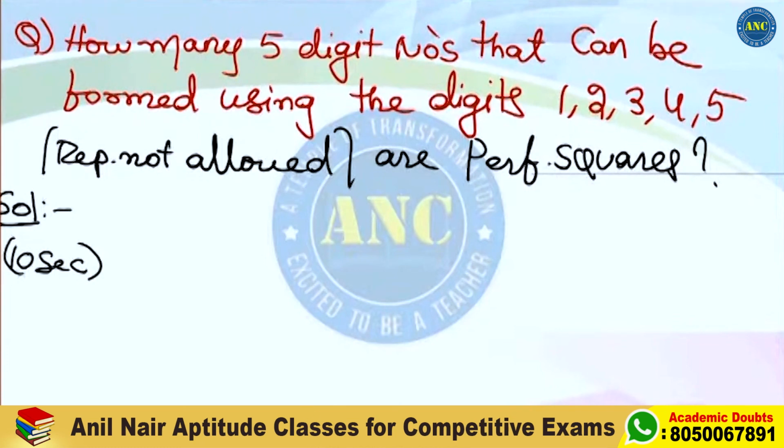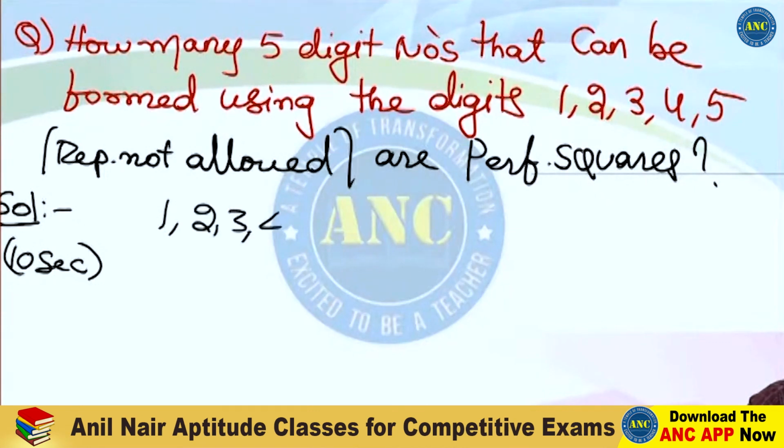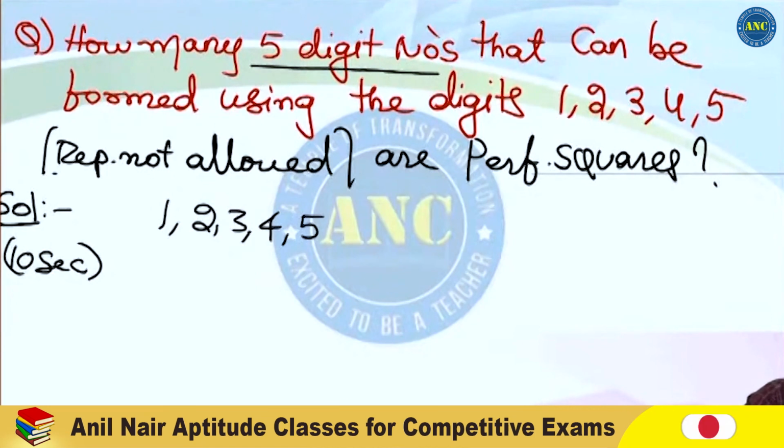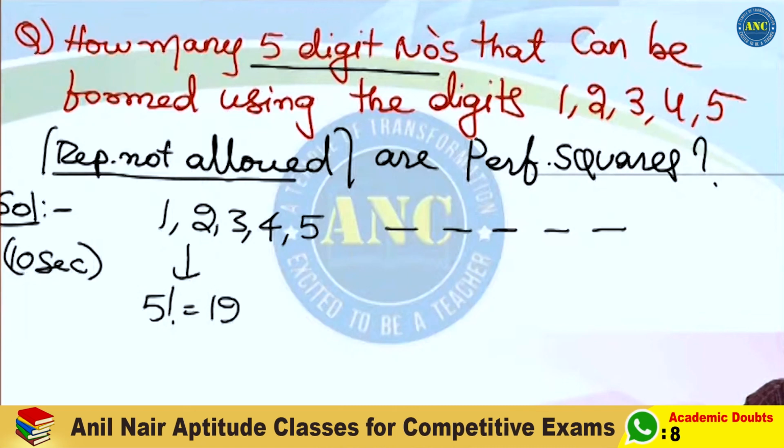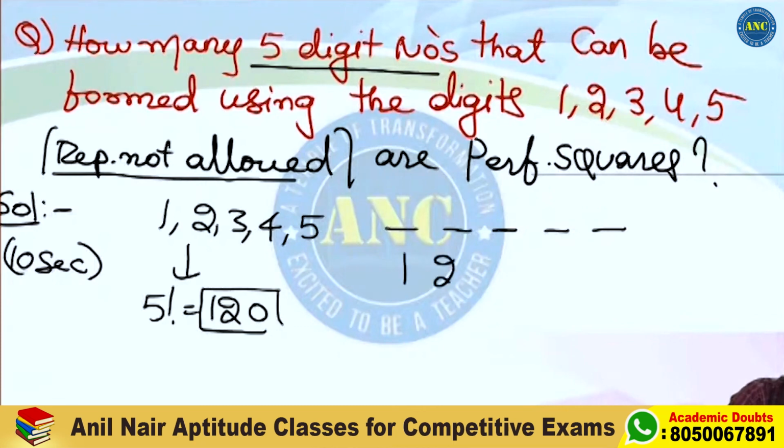How many 5-digit numbers can be formed using the digits 1, 2, 3, 4, 5? There are 5 digits and I need a 5-digit number. Repetition is not allowed. So totally 5 digits can come in 5 factorial, 120 numbers. How many numbers are perfect squares? 1 out of the 120 numbers.